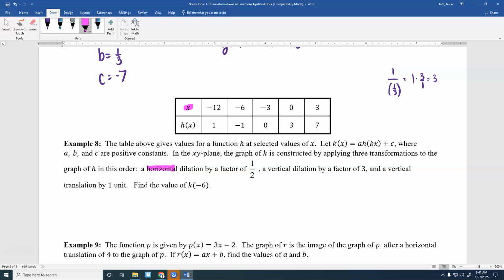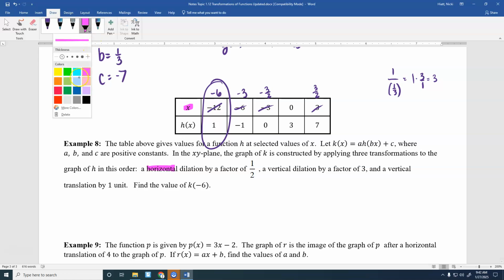So if we have a dilation by a factor of 1/2, we're multiplying our x coordinates by 1/2. So this would become -6, this would be -3, this would be -3/2 or 1.5. 0 will stay the same, and this will be 3/2 there. Now, we really only have to do this second part for this part of the function right here, because they're only asking us for k of -6.